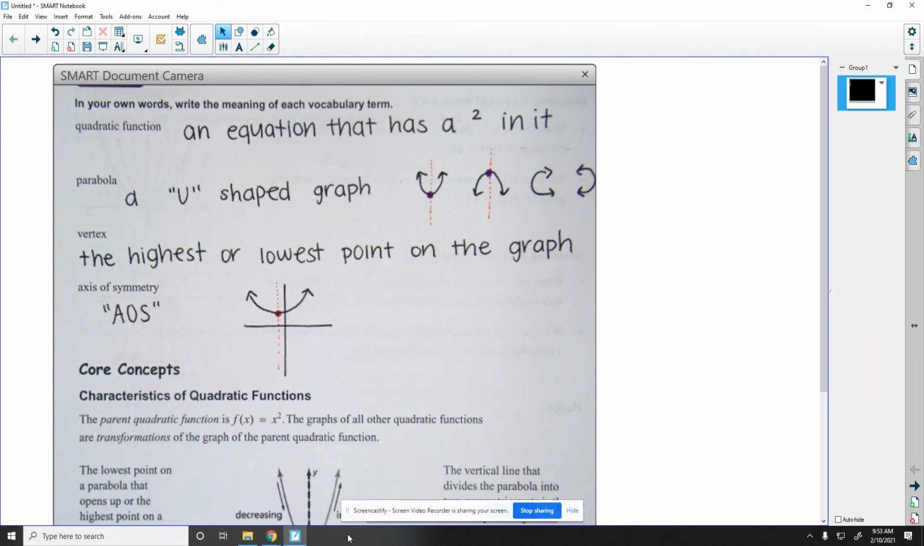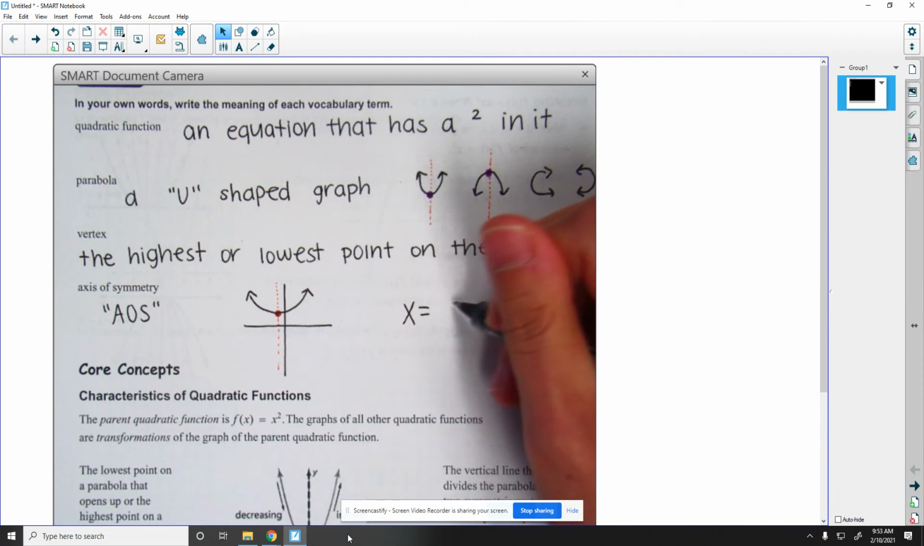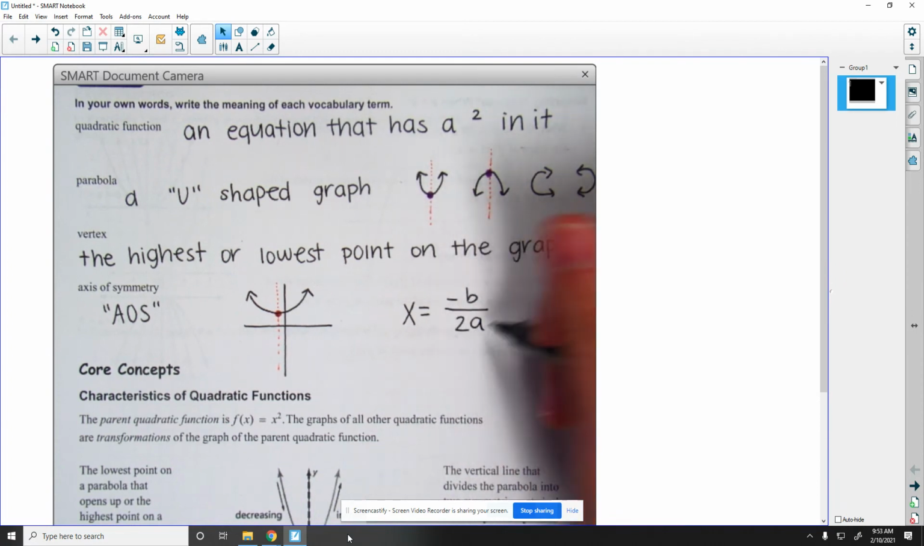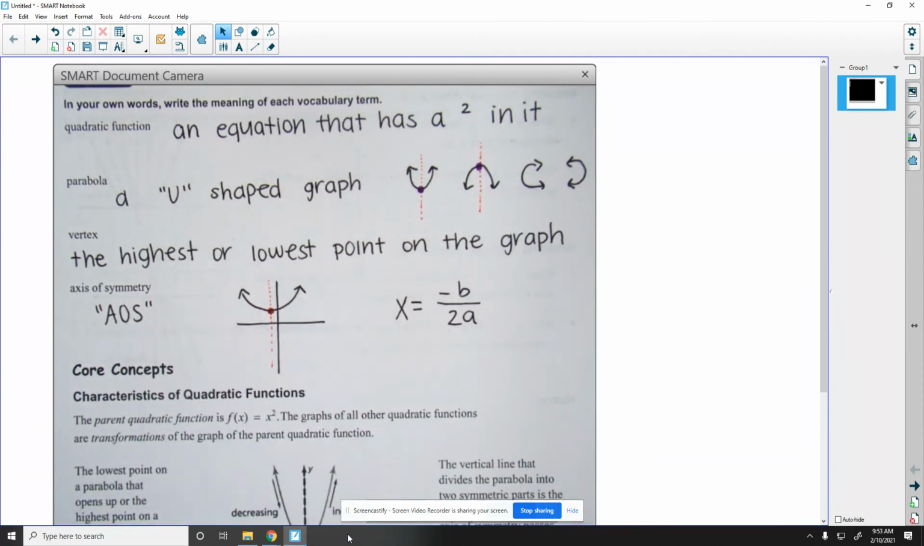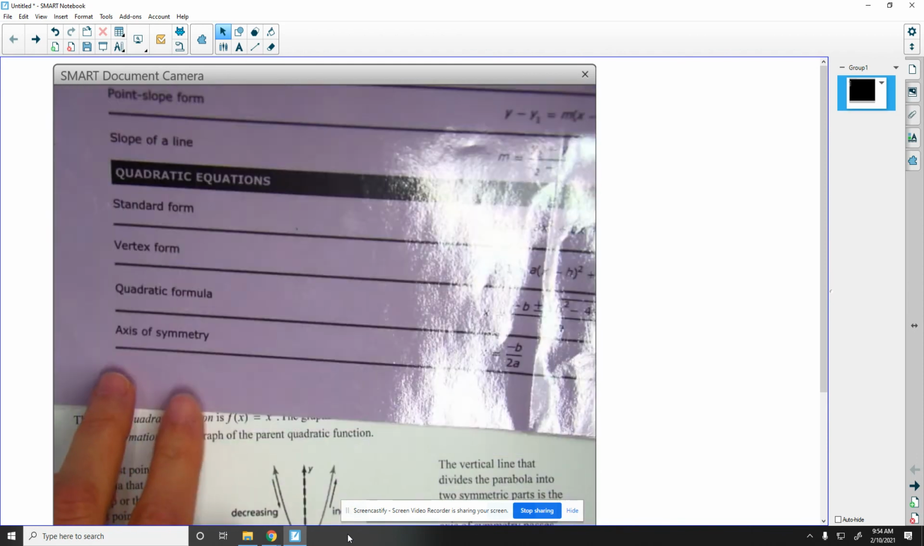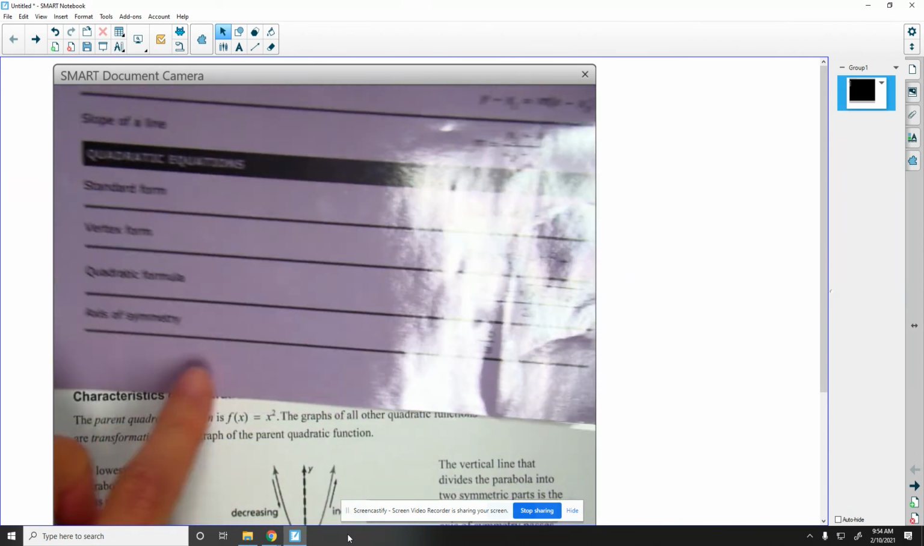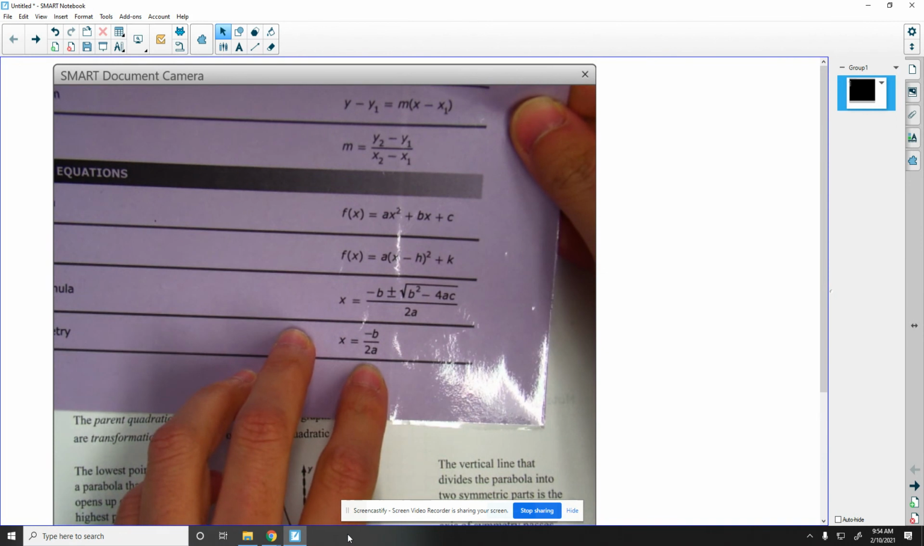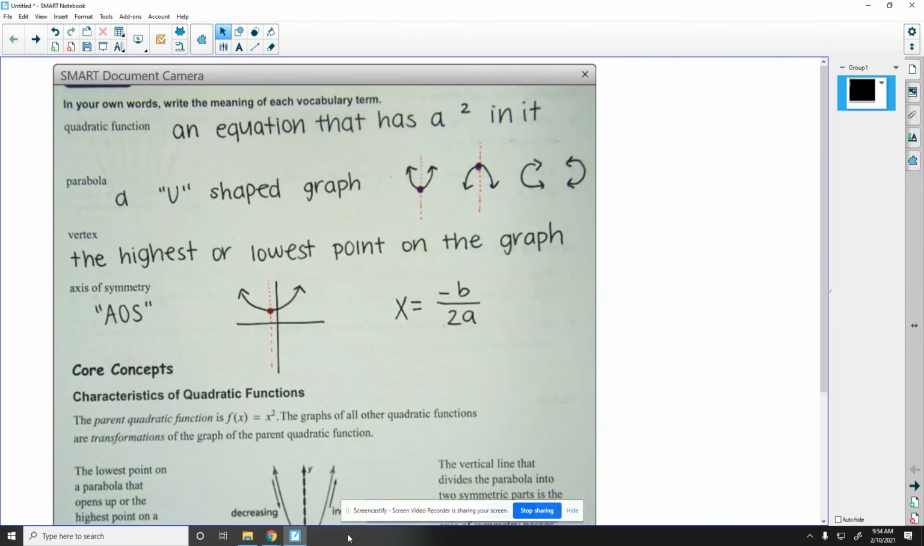There is a formula to figure out how to calculate this axis of symmetry. Here's the formula. x equals negative b over 2a. So the formula is x equals negative b over 2a. You don't have to memorize it. It's on your star chart, quadratic equation, axis of symmetry, negative b over 2a. All right, so it's right there. You don't have to memorize it, but you do need to know how to use it.